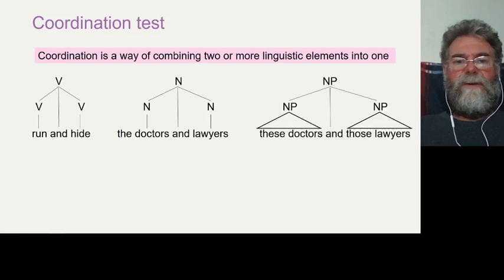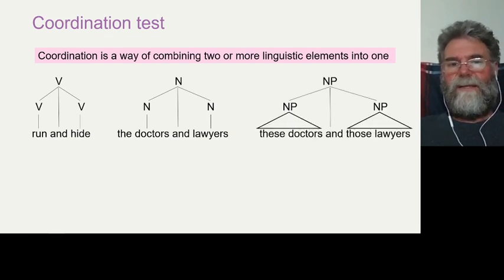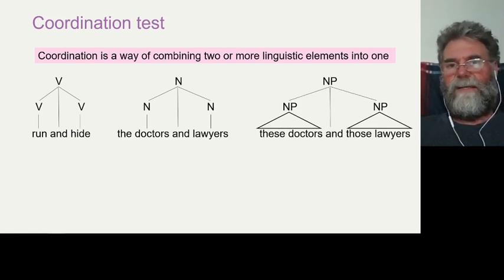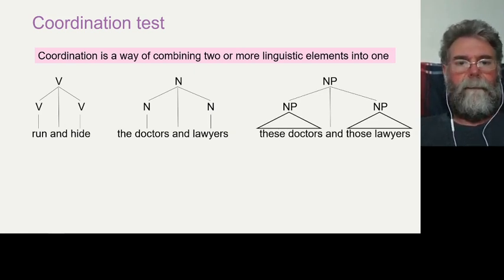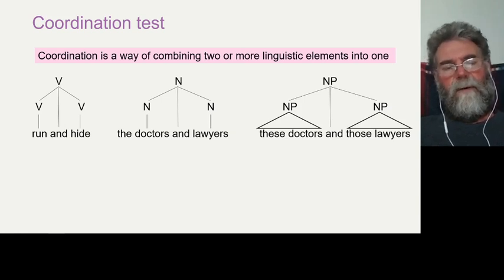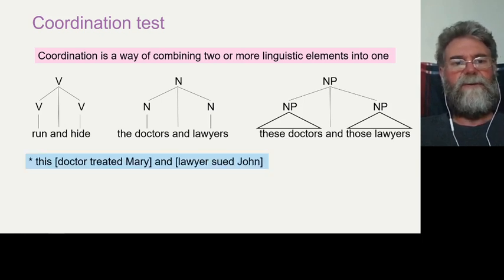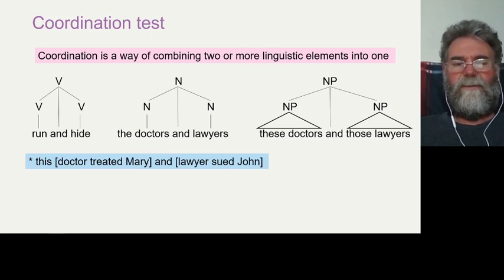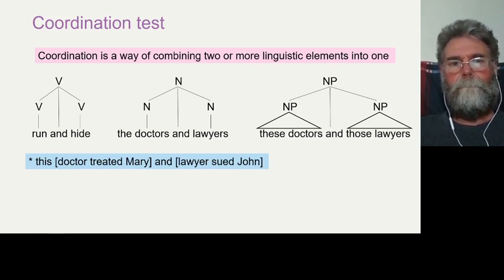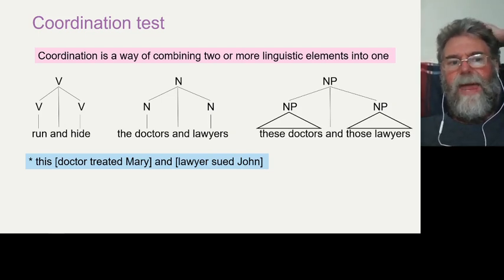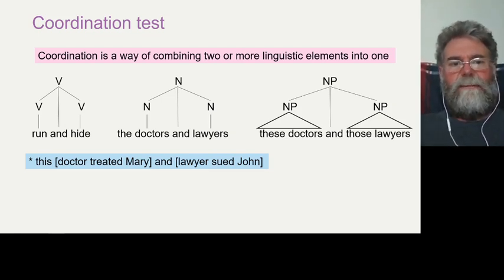It's not just words you can do it with, but you can do it with whole phrases too. So these doctors and those lawyers, two nominal phrases being conjoined. Okay, now obviously if you can conjoin something, then it's going to be a phrase of some sort. So let's have a look. Can you conjoin two strings of words involving, say for example, doctor treated Mary in the sentence, this doctor treated Mary?